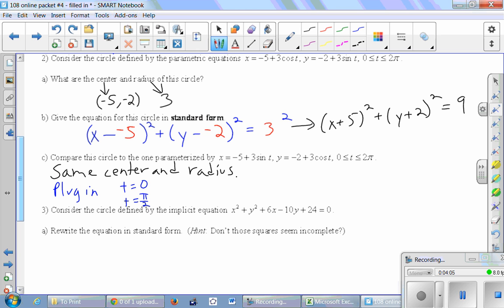Okay, so I'm going to do this quick, so feel free to pause the video if you need a little more time. So plugging in t equals 0 here, sine of 0 is 0, this part is all 0, -5 is the x coordinate.